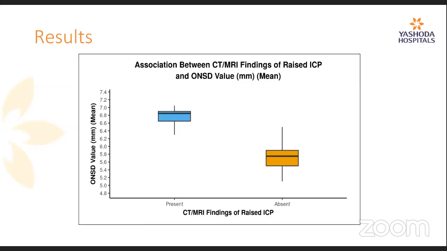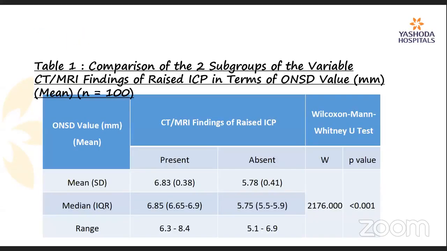This was based on Pablo et al. study and Gupta et al. study that was done in the past on the same topic. So patients in group 1 had a mean ONSD of around 6.8, which was well above the 6.3 cutoff. And patients in group 2 had a mean value of around 5.7 when compared with the CT and MRI findings. This is the table of comparison. You can see there's a wide gap between the two mean ONSD values of group 1 and group 2.